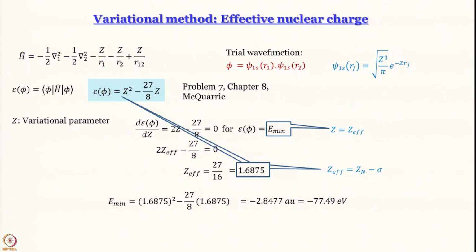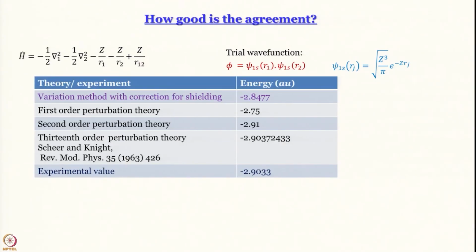So, we are getting close, but perhaps not close enough, that is the problem. Close, but not that close also. So, to understand the problem, let us have a look and let us compare with what we get. So, minus 2.8477, this value is perhaps wrong, but anyway. First order perturbation theory gives me a value of minus 2.75, second order perturbation theory gives me a value of minus 2.91, 13th order perturbation theory gives me a value of minus 2.90372433 and so on and so forth.